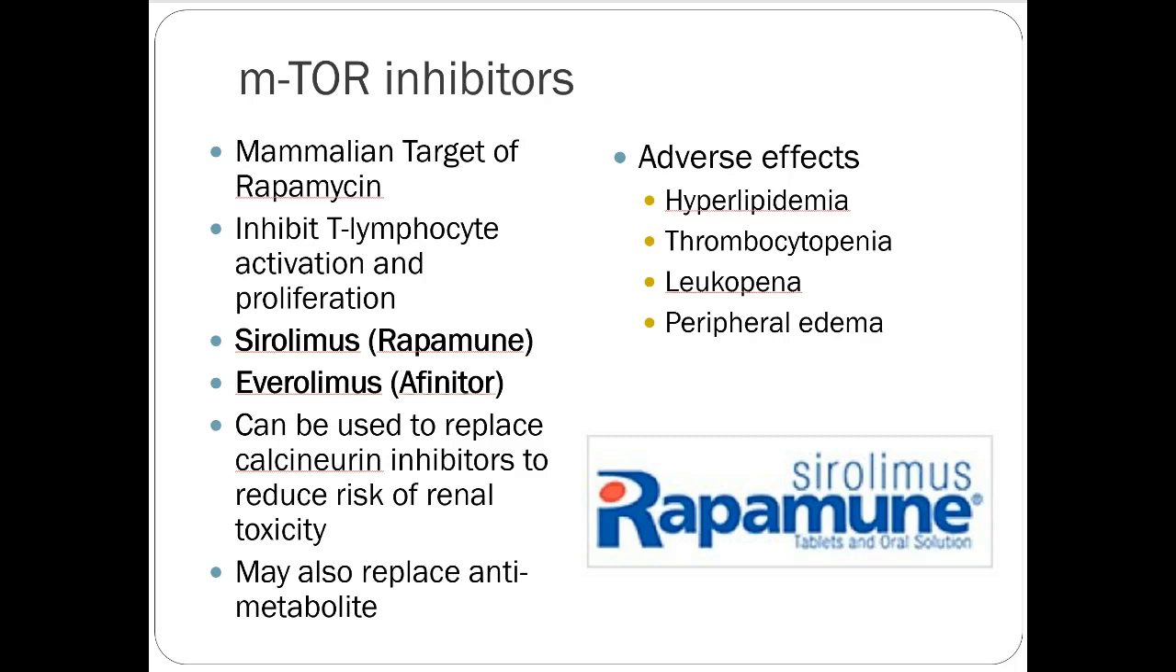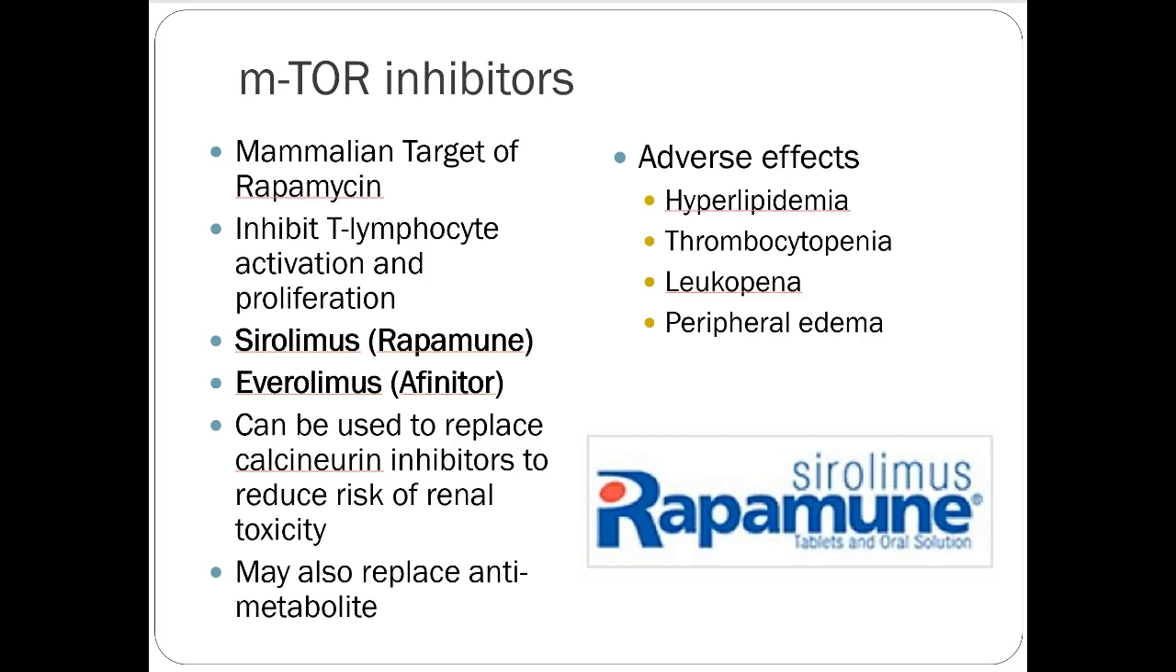mTOR inhibitors are, mTOR stands for mammalian target of rapamycin. What they do is they inhibit T lymphocyte activation and proliferation. Two drugs in the category, with sirolimus likely to be the more commonly used one. These drugs are not used first line, but they're often used to replace calcineurin inhibitors in case of renal toxicity. So if somebody's serum creatinine is creeping up, these drugs don't really cause any renal issues, so they'll pull the calcineurin inhibitor and replace it with sirolimus or everolimus as an alternative for those.